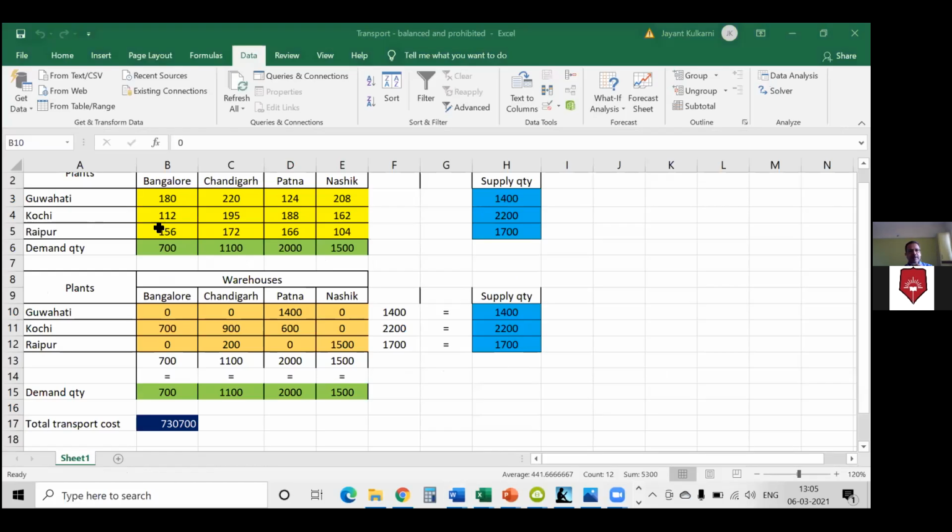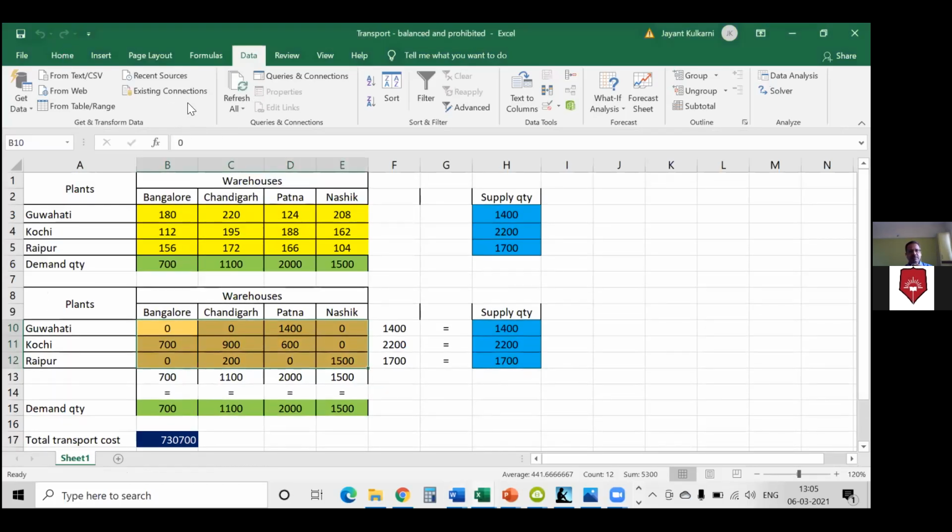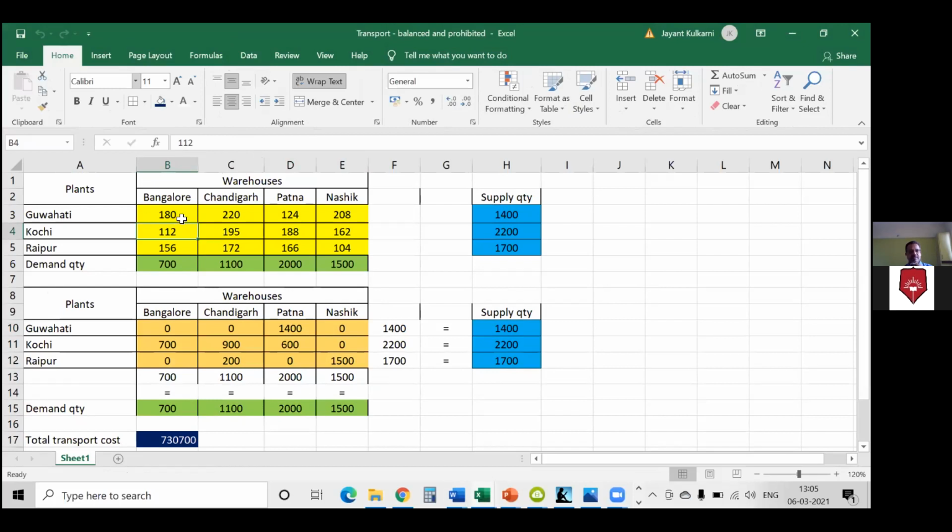See, Kochi to Bangalore is this particular cell. You all agree? The cell that I am now highlighting in gray color. Kochi to Bangalore, this is not available. And Raipur to Patna, this is also not available. Are you with me on this? Do you understand this?